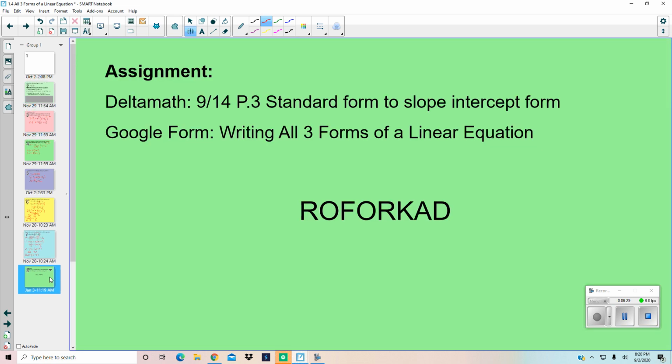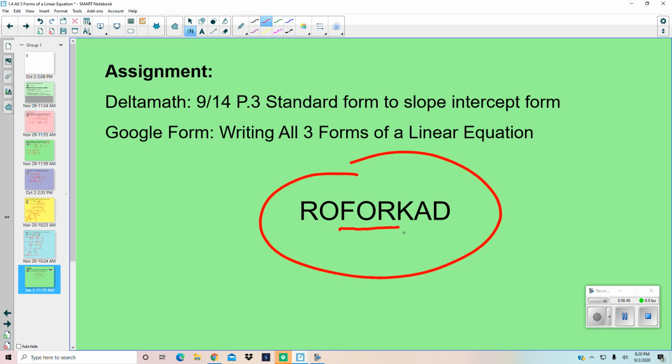So you're going to go to Delta Math. The first part of the assignment is just changing something that's in standard form and putting it into slope-intercept form. And then there'll be a Google form where you can write all 3 forms of a linear equation. Here's the puzzle. If you can see this, there's a fork in the road.